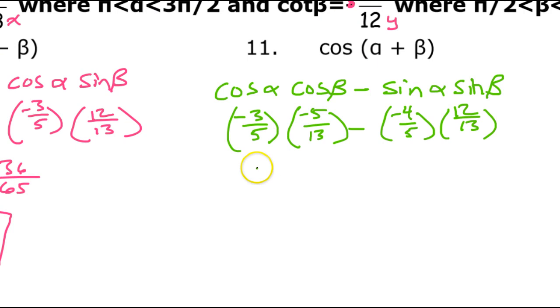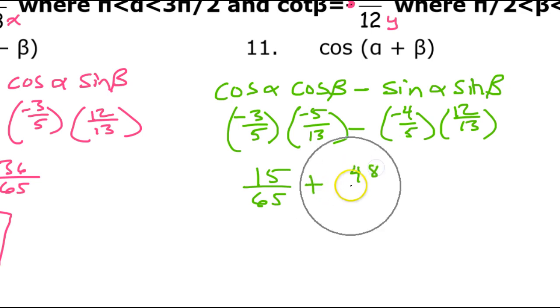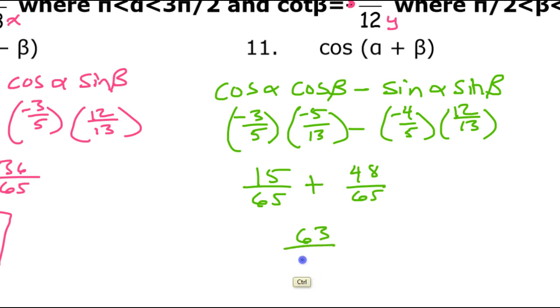Okay, so this is going to make positive 15 over 65. Again, minus a negative is a positive, so I'm going to add. This is going to be 48 over 65. So this is going to be 63 over 65. So that is going to be the answer.